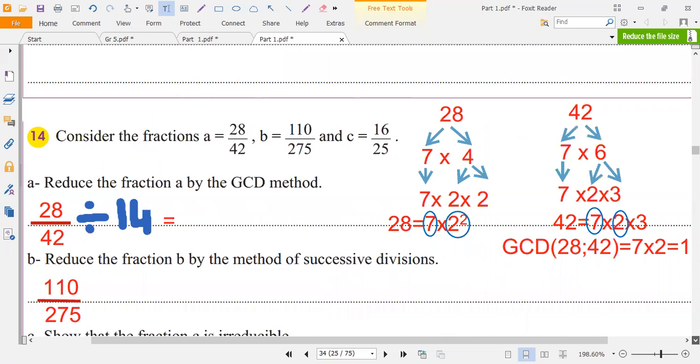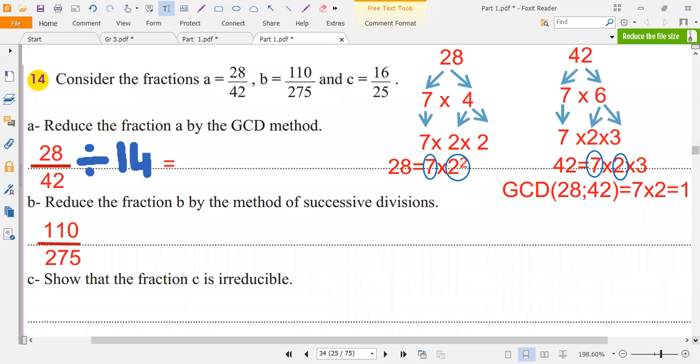Now exercise 14, page 34. Consider the fractions A, 28 over 42, B, 110 over 275, and C, 16 over 25. Reduce the fraction A by the GCD method. So we have to find the GCD of the numerator and the denominator, and we divide by this GCD.